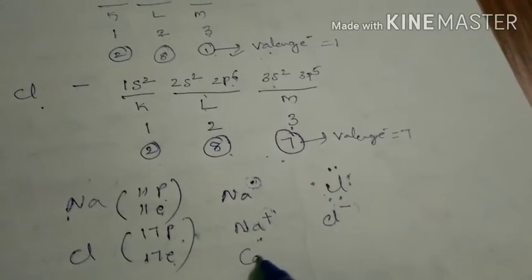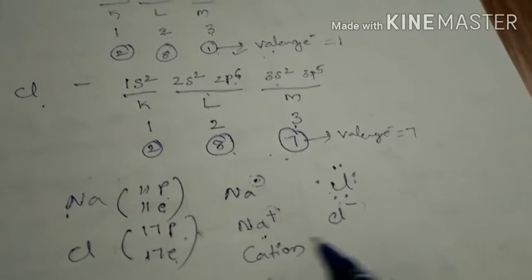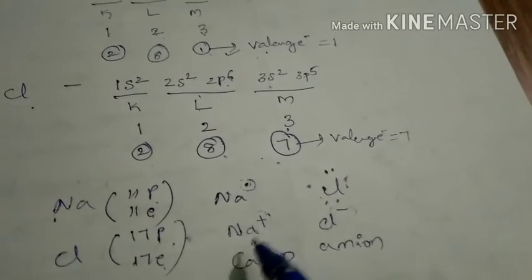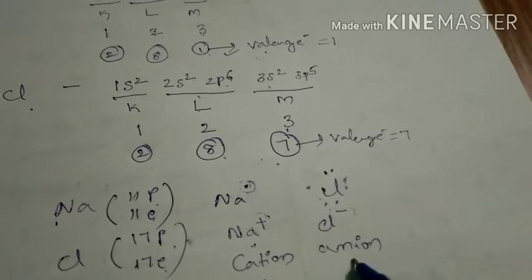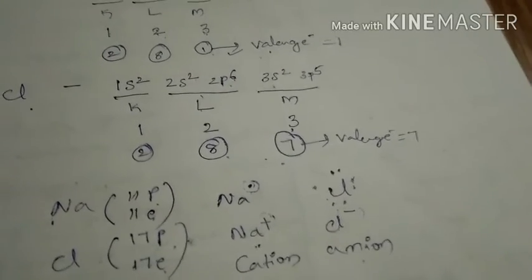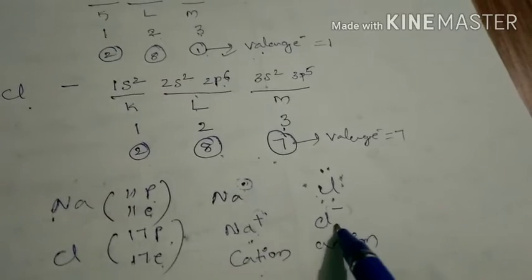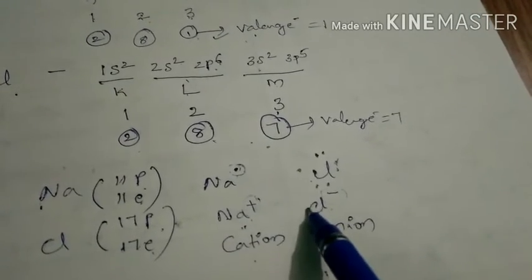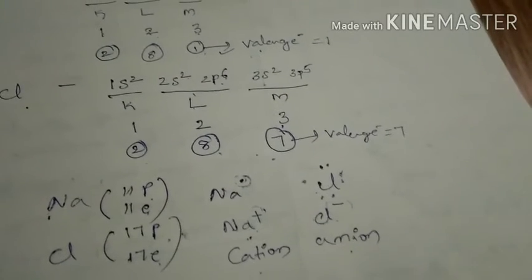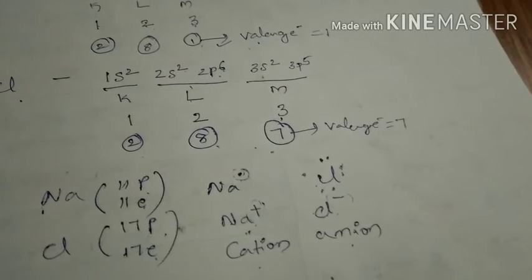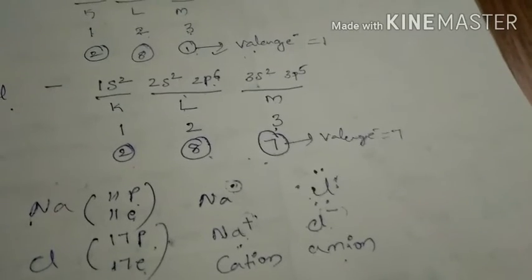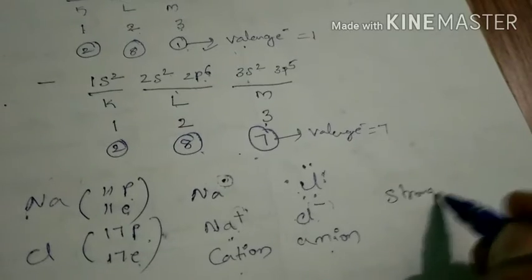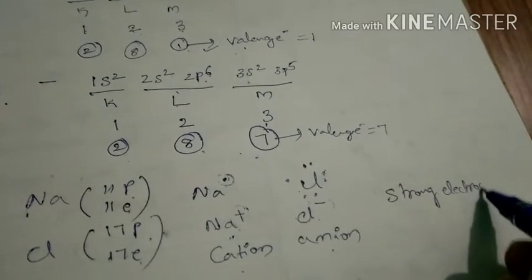This positive ion is called cation and this negative ion is called anion. Between oppositely charged ions, some attraction forces would develop. Here those attraction forces are called strong electrostatic force of attractions.